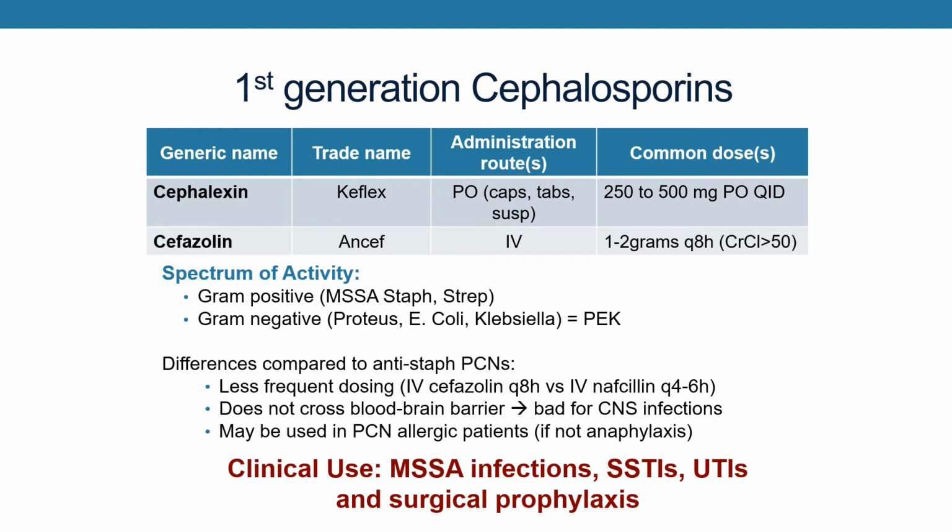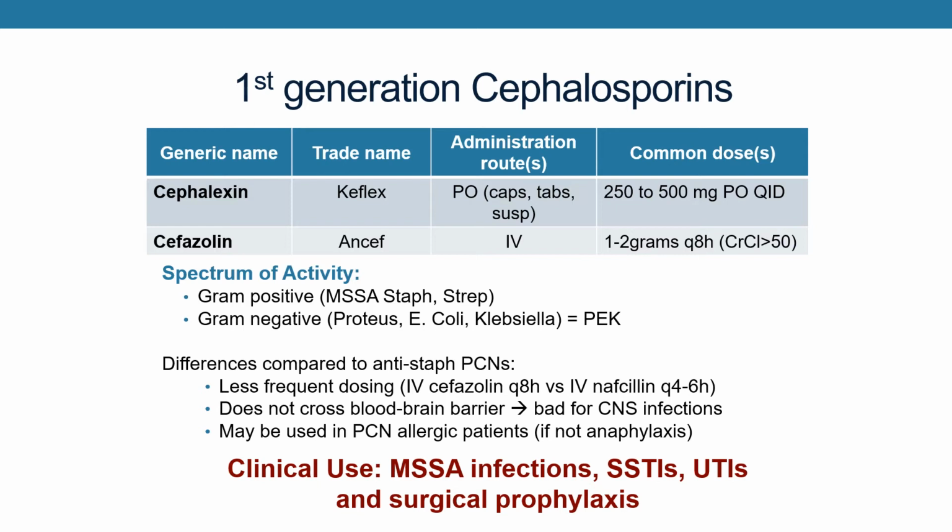Some important differences to note when comparing the anti-staphylococcal penicillins, such as oxacillin or nafcillin, to these first generation cephalosporins such as cefazolin is cefazolin has much more convenient dosing. It is dosed 3 times a day, whereas nafcillin can be dosed up to 6 times a day. A drawback of cefazolin compared to nafcillin is it does not cross the blood-brain barrier like nafcillin does.